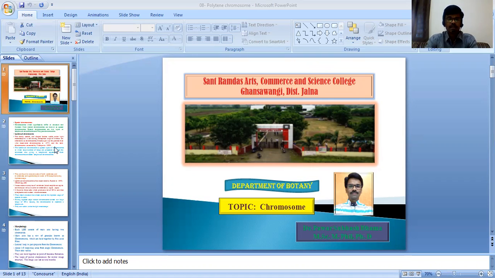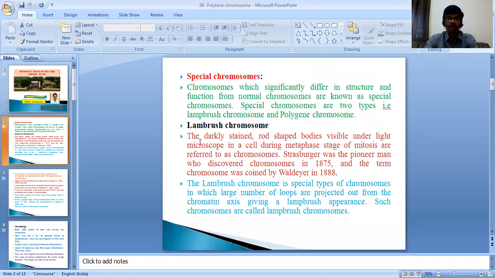That is, polytene chromosomes and another one is lampbrush chromosomes. So I have prepared some slides. See here, special chromosomes. Special chromosomes are those which are significantly different in structure and function from the normal chromosomes. Special chromosomes are of two types, that is lampbrush chromosomes and polytene chromosomes.